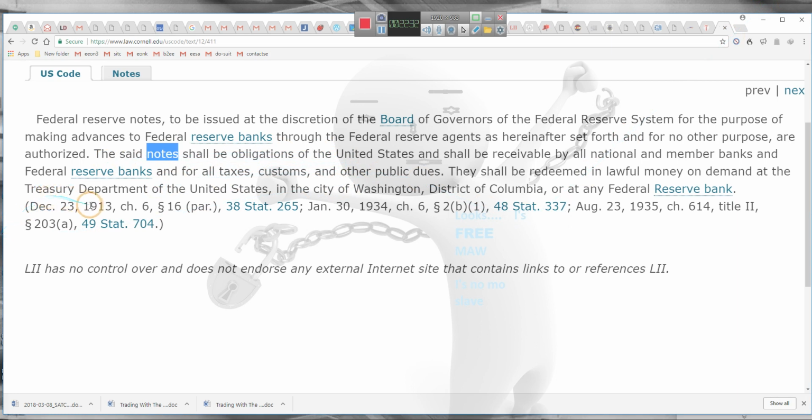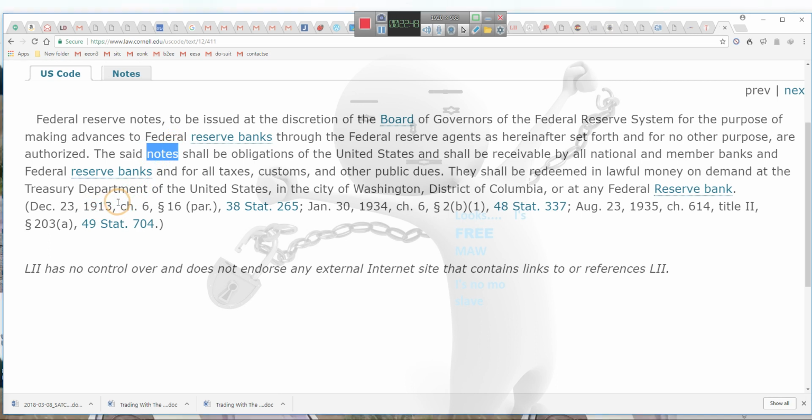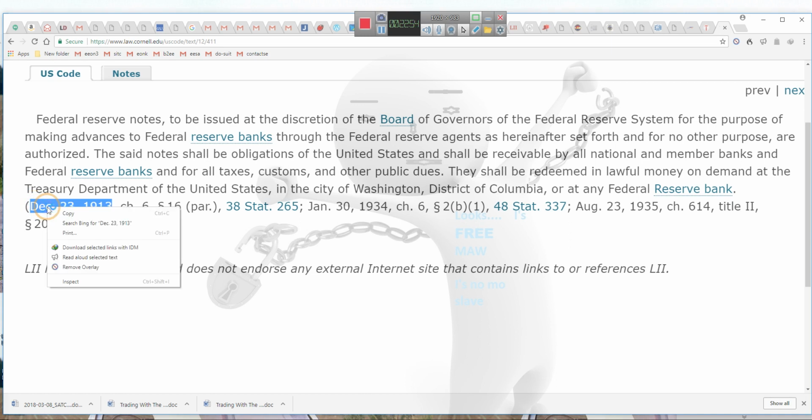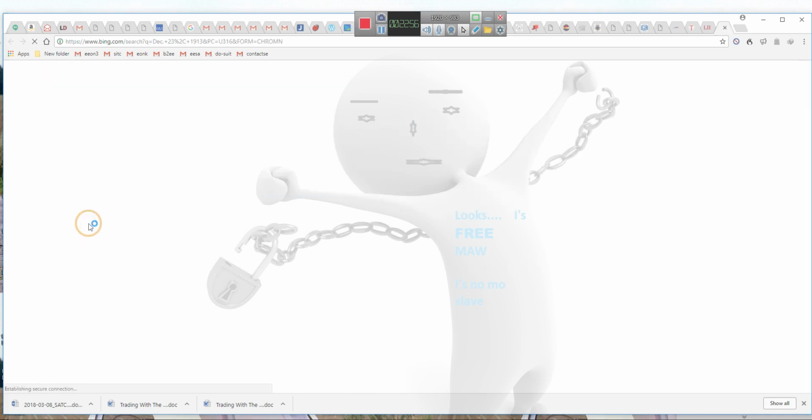Okay, see, December 23rd, 1913. Okay, now you know it didn't say Federal Reserve notes back then. Well, technically it did. It said Federal Reserve note because it was a different style of Federal Reserve note. Okay, but if you go and you read this act right here, you'll understand. Has anybody gone back to read this act? I know what act that is. Isn't that the Federal Reserve Act?